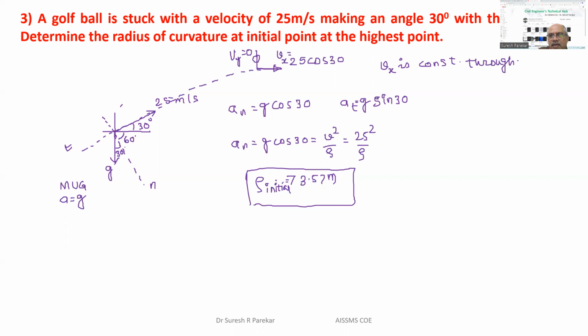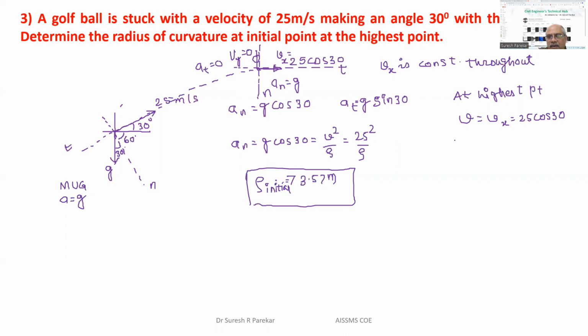Constant throughout. And so now V at highest point, V equal to Vx, and that is 25 cos 30. And now this becomes your tangential axis. So this is your tangential axis. Perpendicular to this, we have normal axis. So now An equal to G and At equal to 0.